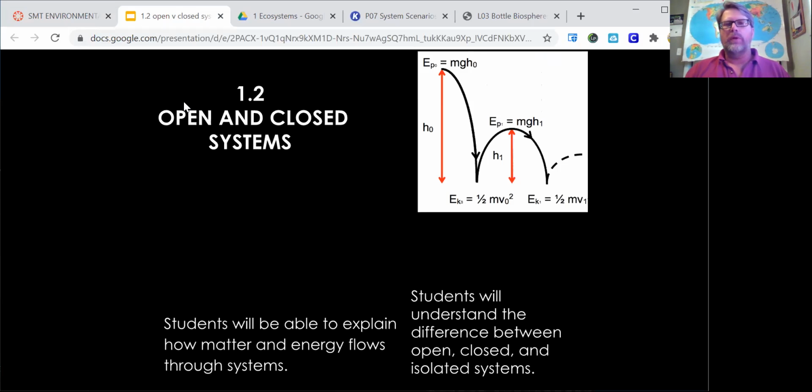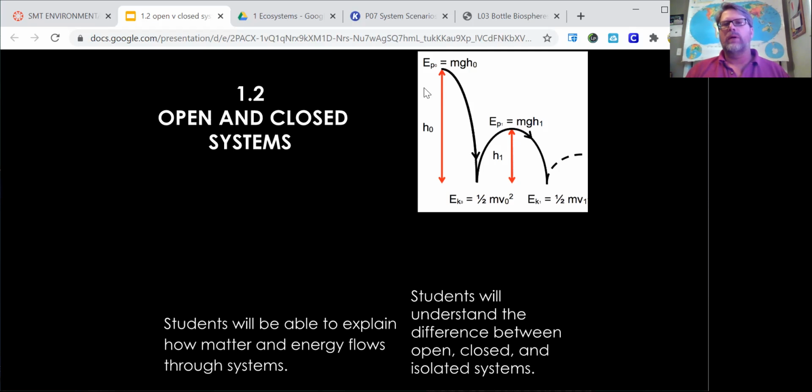So we're talking about open and closed systems in terms of matter and energy. Our goals are: students will be able to explain how matter and energy flows through a system, and students will understand the difference between open, closed, and isolated systems.